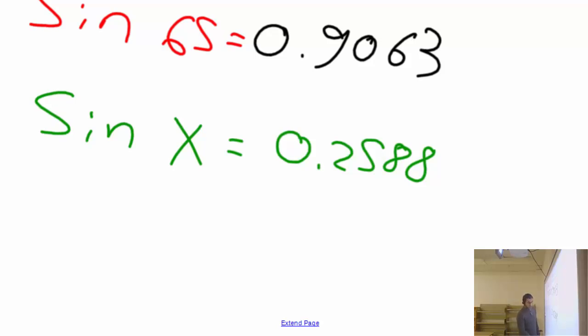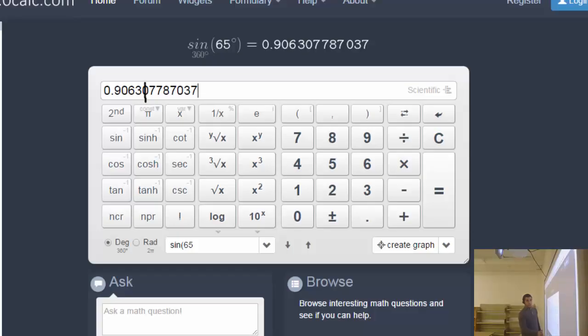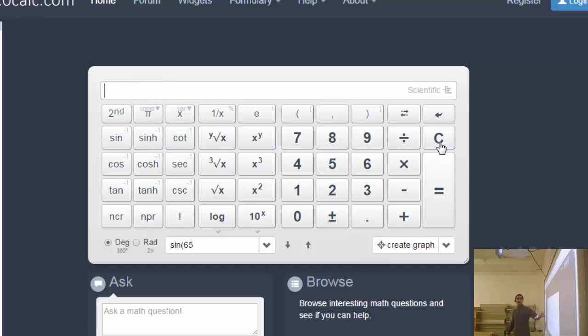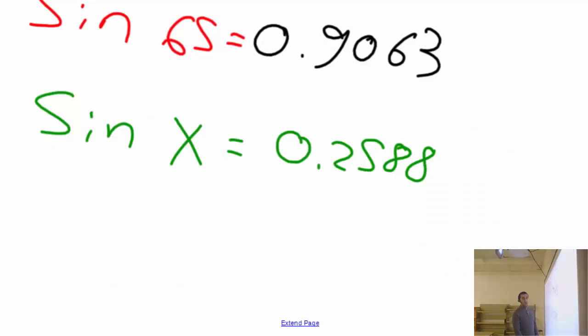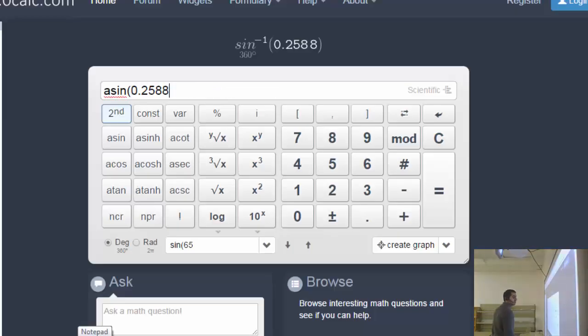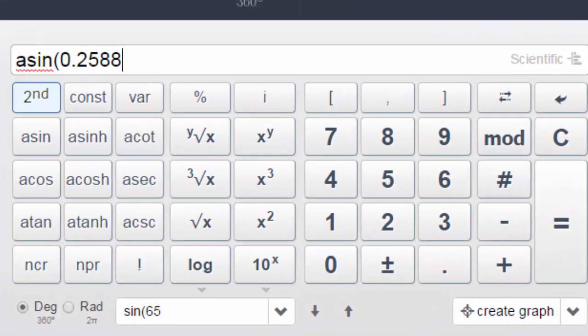This time, using the calculator, let's clear this. Sin minus 1. With my online calculator, I get it like this: second function and the sin button, and write down the number I had there. It was, let's go back, 0.2588. I'm going to press the equals sign. I will not get the 15. I repeat once again, you won't see the number 15 here. Let me prove it to you.